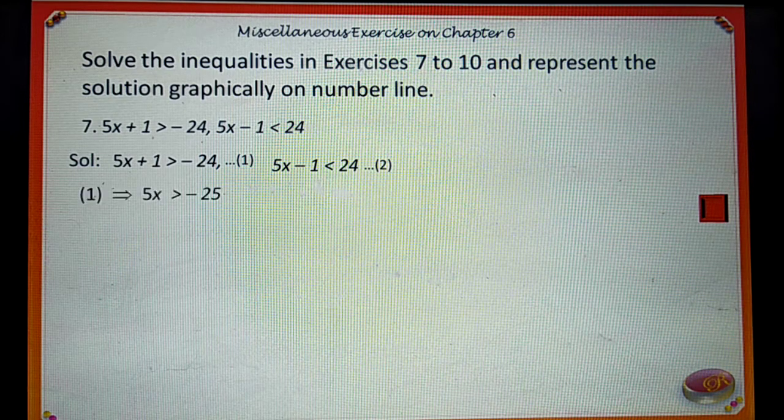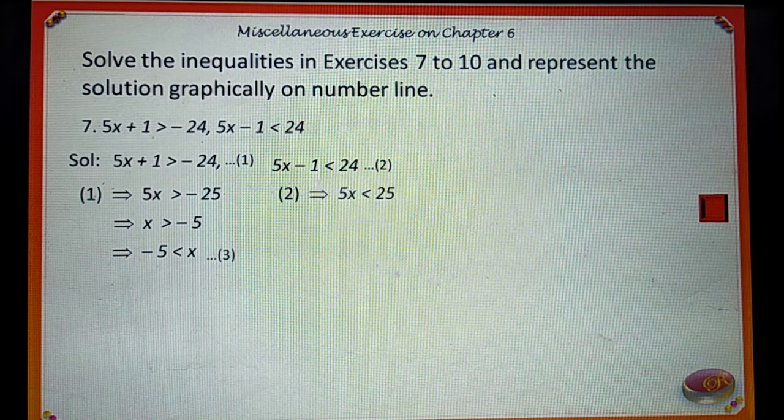1 implies 5x > −25, shifting 1 from left side to right side. Implies x > −5, implies −5 < x, say number 3. 2 implies 5x < 25, implies x < 5, say number 4.